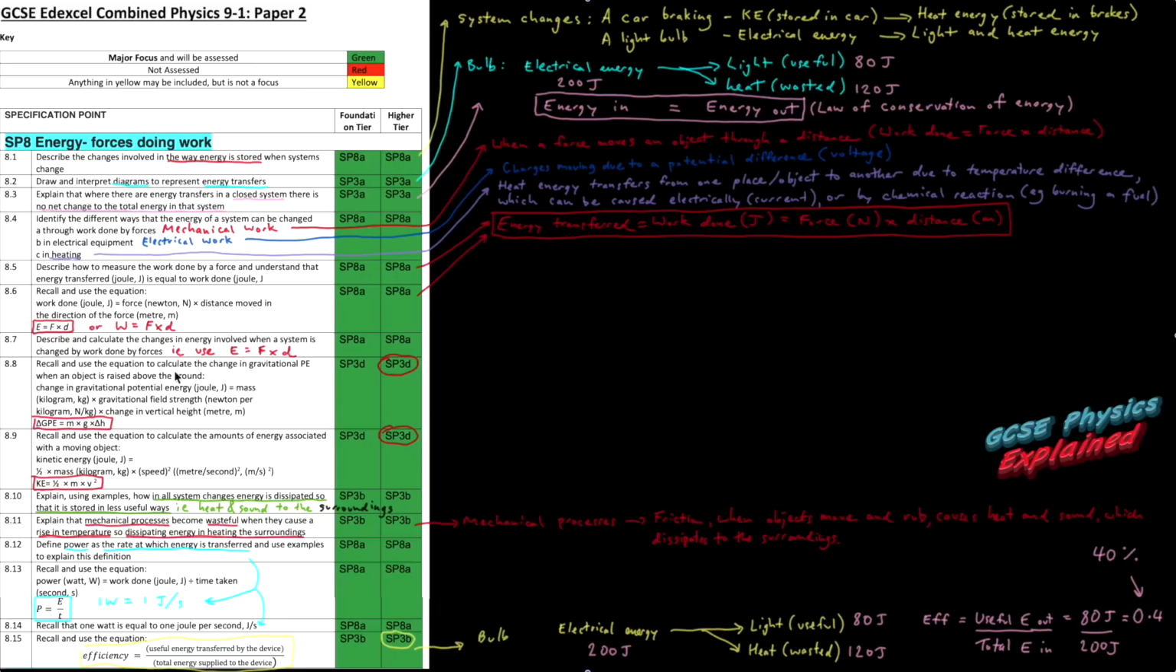Recall and use the equation to calculate the change in gravitational potential energy. So again, it's just this equation, and you've just got to pop the numbers in. So the change in gravitational potential energy equals mass times gravity times change in height.